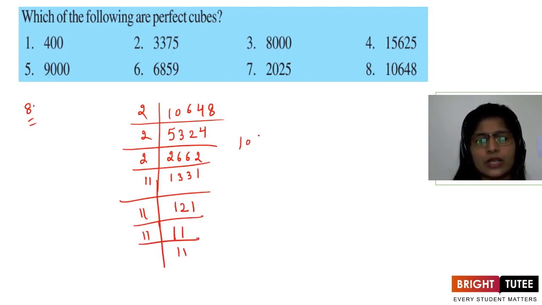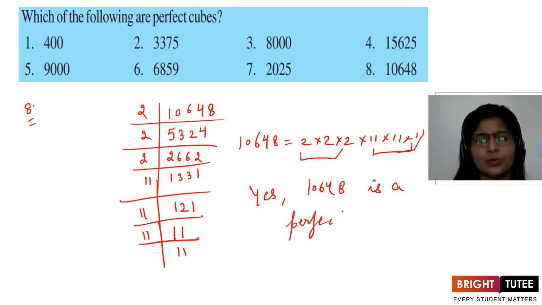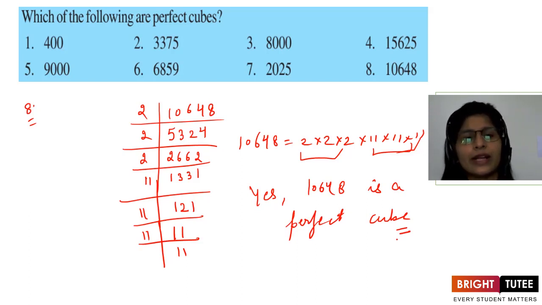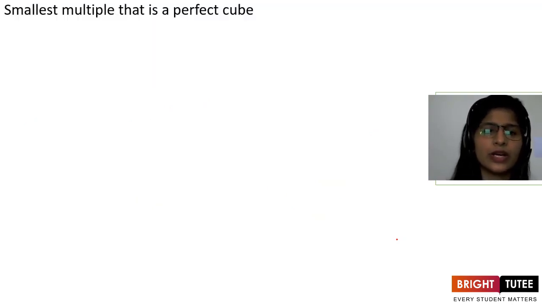So 1, 0, that means 10,648 can be written as 2 coming up 3 times and 11 also coming up 3 times. So yes, we can form the triplets. Okay, these are forming the triplets. So we say yes, 10,648 is a perfect cube. Yes, so this is how we calculate and come to know which of the following numbers are perfect cubes using prime factorization. Clear? Let's move ahead now.